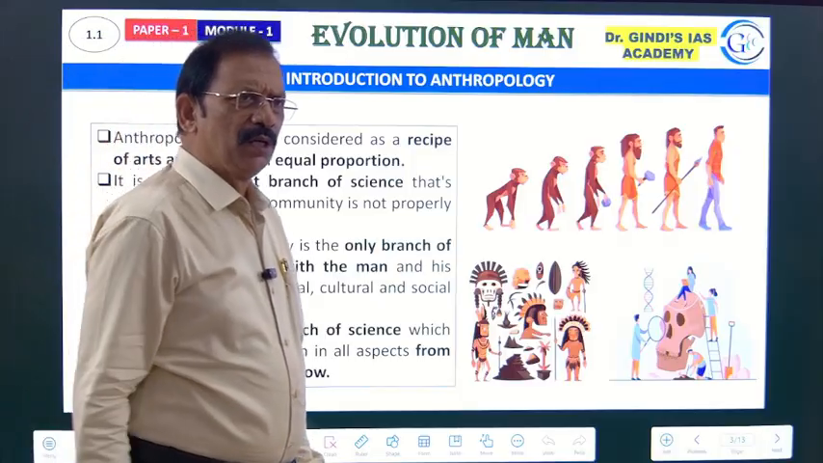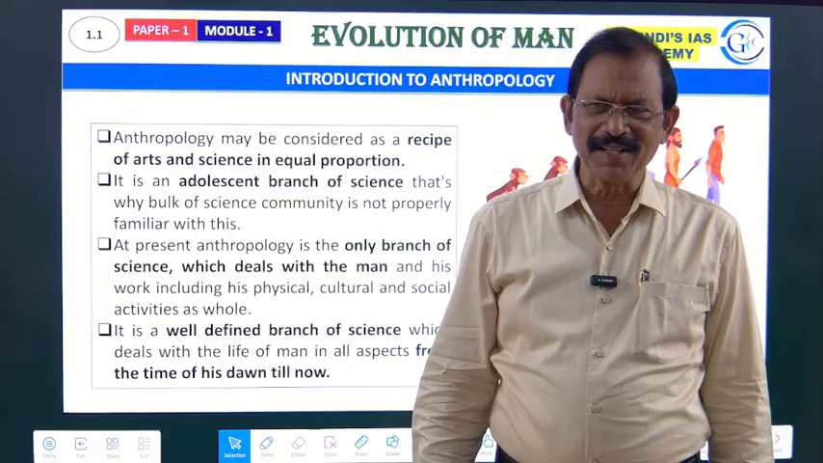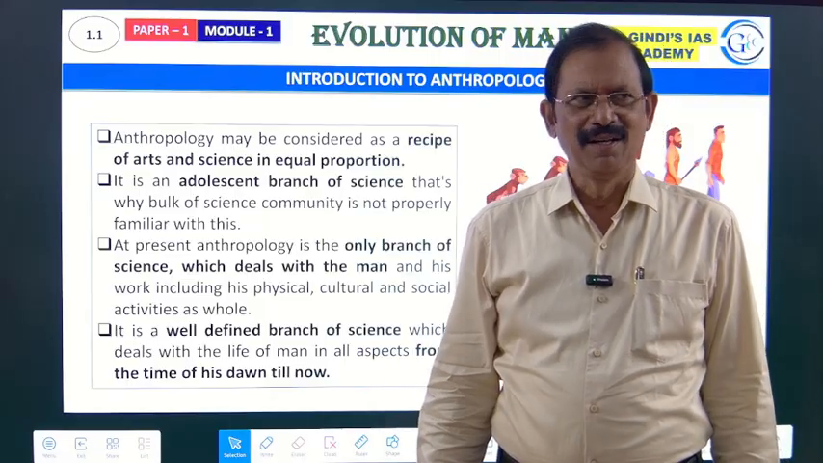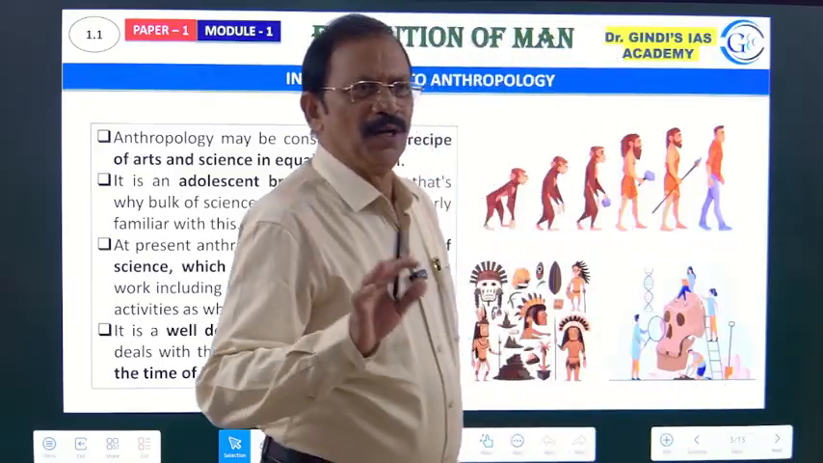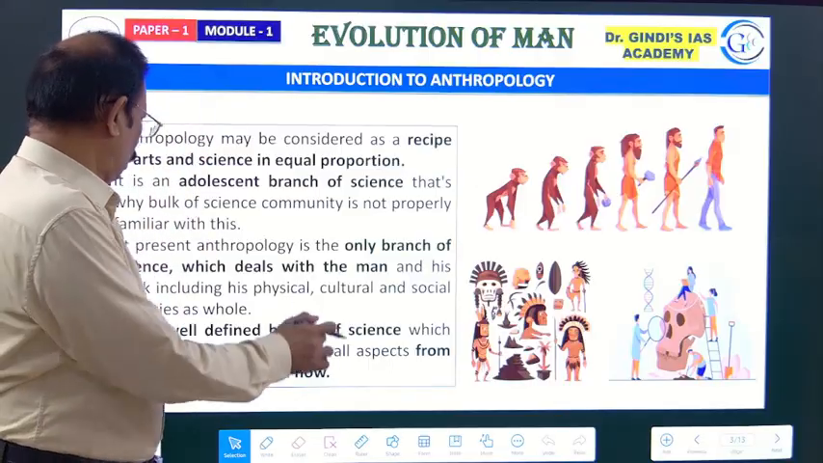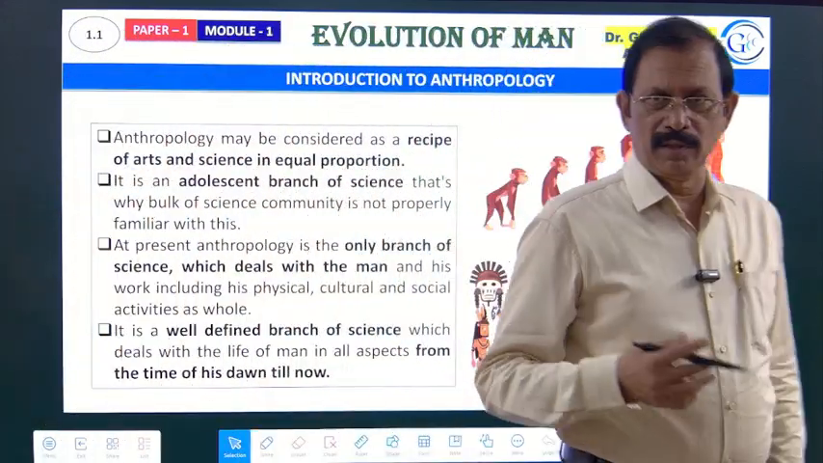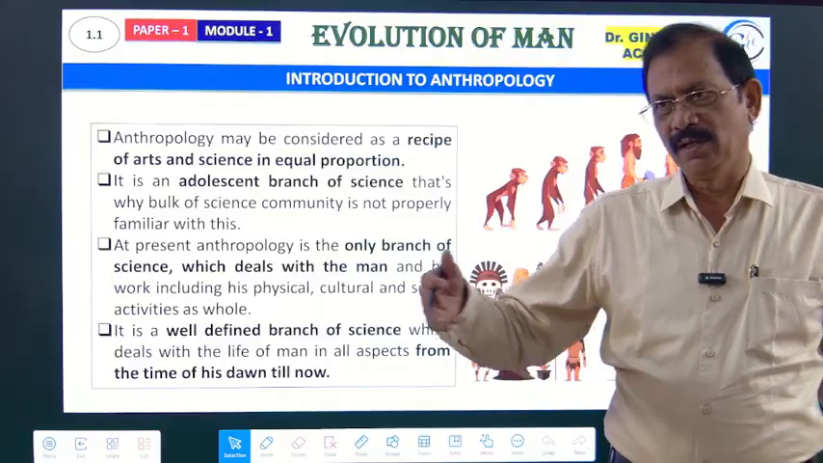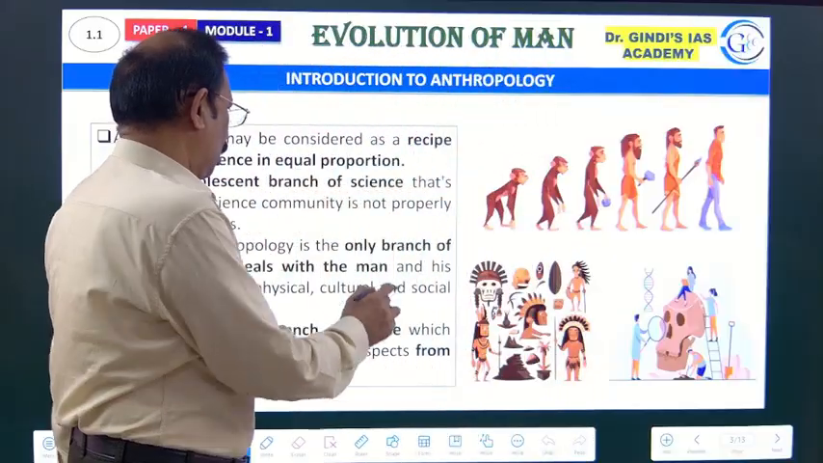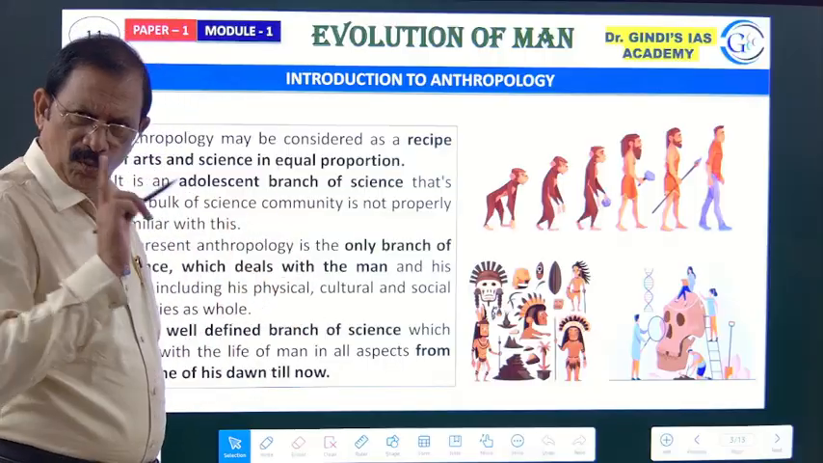Take for example political science, Indian polity or world polity: what are you going to study? Only politics. Economics, only the economic angle. Medicine, only the medical angle. So in every science, you are going to deal with only a single aspect. Microbiology deals with microorganisms. In botany, you deal with plants. Zoology, animals. Anthropology is the only branch of science which deals with man and his work. So it is the only subject.